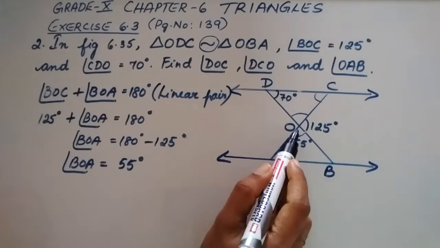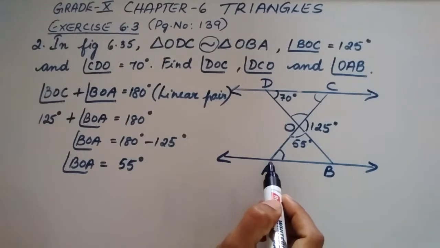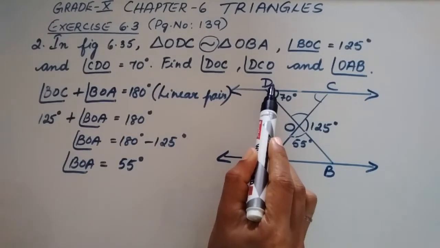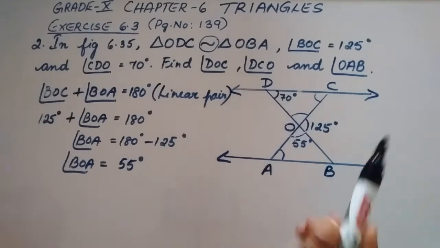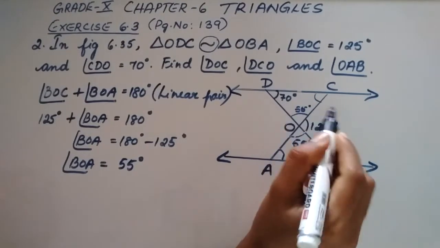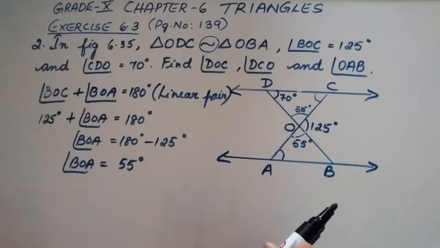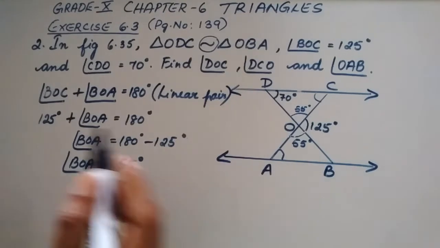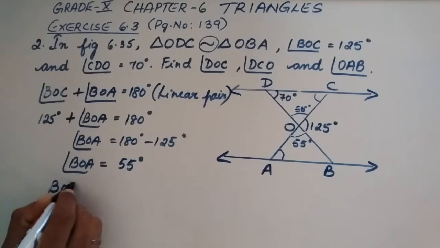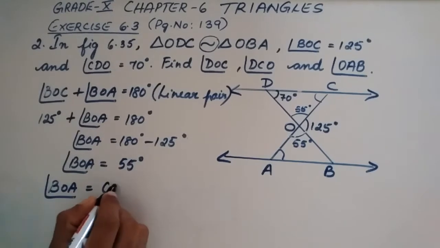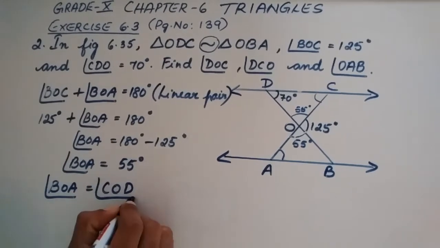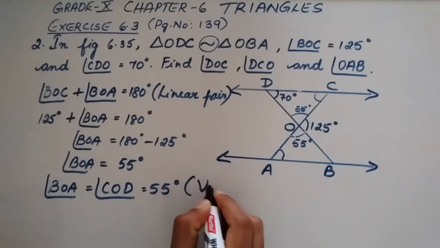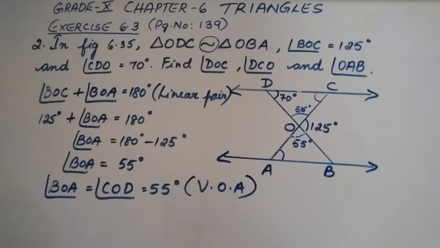Now if BOA is 55 degree, then angle COD is also 55 degree. Why? Because they are vertically opposite angles. Therefore, angle BOA is equal to angle COD, which is equal to 55 degree. So vertically opposite angles.